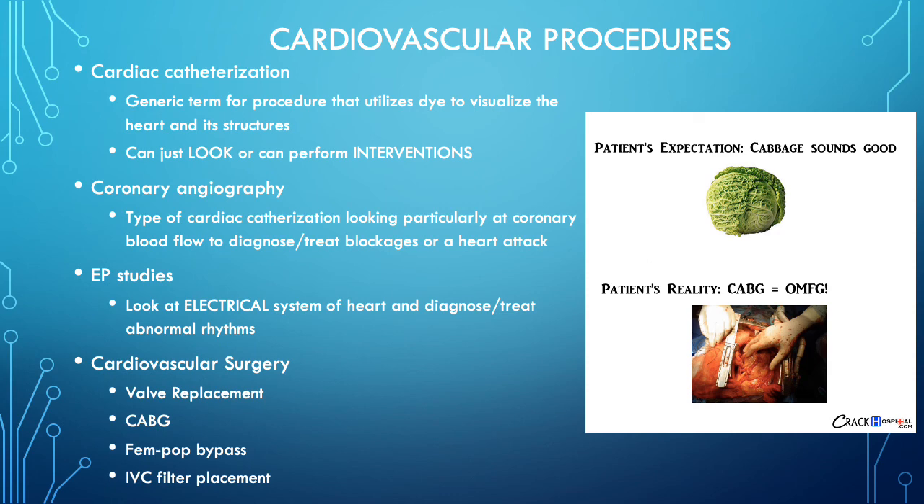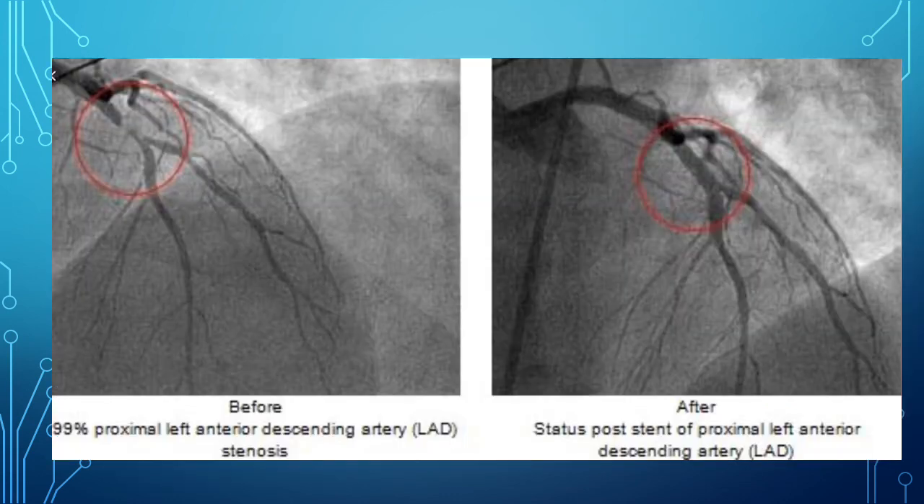Coronary angiography is specific, where it's going straight to the coronary blood flow to diagnose and treat the blockages specifically related to heart attacks. There's also EP studies, or electrophysiology studies. These look at the electrical system of the heart and diagnose or treat abnormal rhythms. And then there's also cardiovascular surgery: valve replacement, CABG, femoral popliteal bypass, or IVC filter placement. I've got some pictures of these, of course.